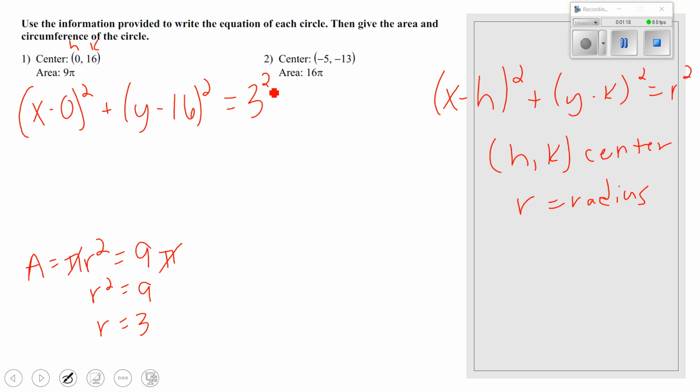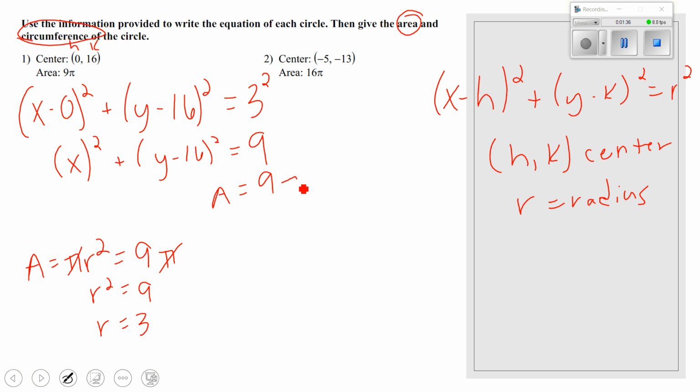To fully simplify the equation, x minus 0 is just x squared, y minus 16 cannot be simplified, and 3 squared is 9. Now you're also asked to solve for the area and the circumference. So the area was already given to us. It was 9 pi, and the circumference is equal to 2 pi r. We said that the radius was equal to 3, so 2 pi times 3, or the circumference is equal to 6 pi. And you fully answered that question.